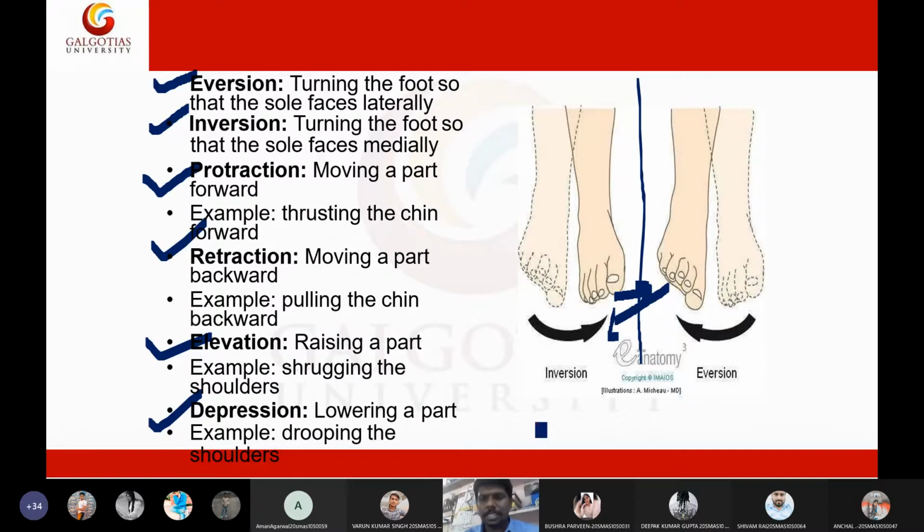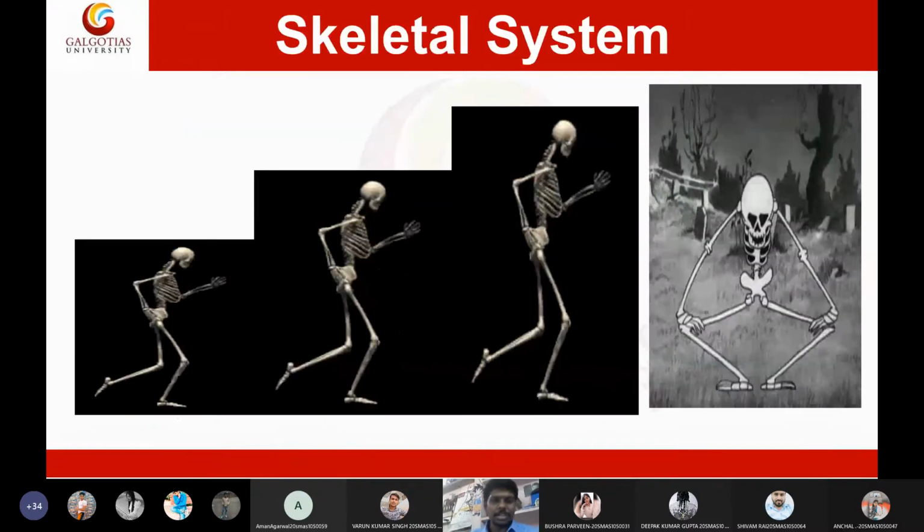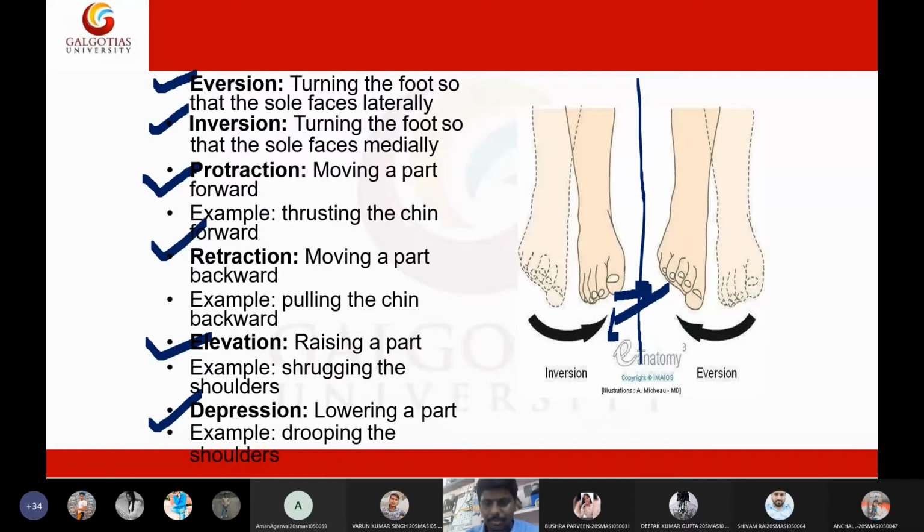Inversion means keeping the foot towards the midline, whereas eversion means keeping the foot away from the midline. Protraction means moving your chin forward, and bringing your chin backwards is called retraction. Elevation means raising your shoulders. Depression means lowering your shoulders. So this is all about the movements of the body.